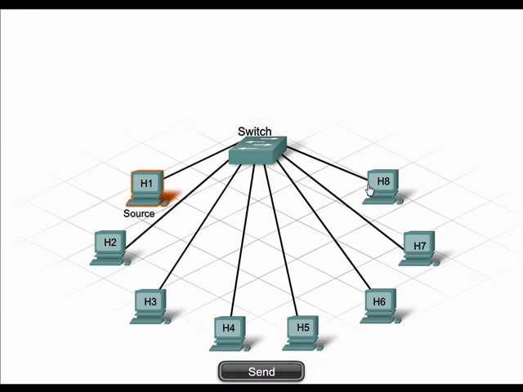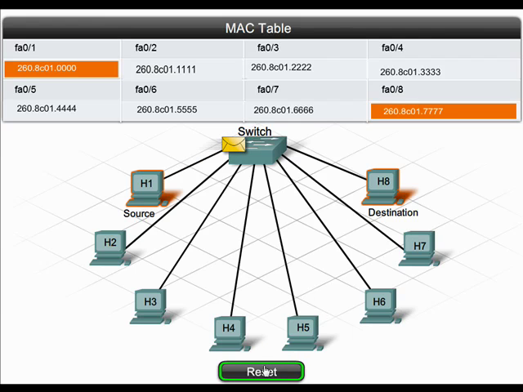For example, H1 sends a frame to H8. When the switch receives that frame, it looks at its destination MAC address field and finds that the destination host has a MAC address of 260.8c01.7777. The switch consults its MAC address table and finds that the port that is connected to the device with that MAC address is port FA08. The frame is then forwarded out that port and reaches its intended destination.